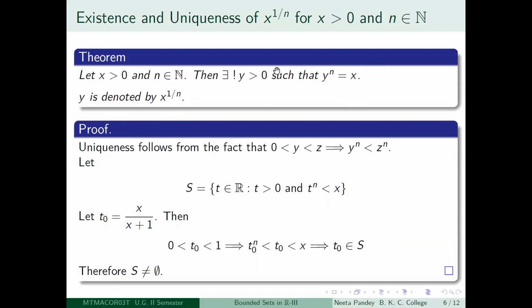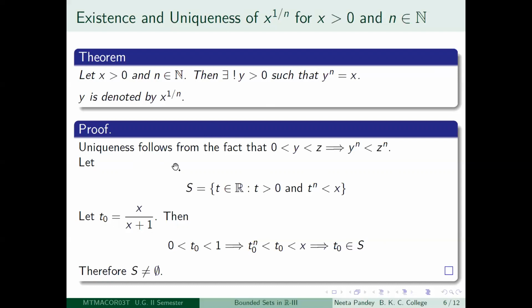We will denote this, since it is unique, we can give it a notation, and that notation is x to the power 1 by n. Notice we have been very careful. It has to be a positive real number. Because if you take, say for example, x equal to -1, and if you assume n is equal to 2, then there will be a problem. So in general, we cannot give this result for arbitrary real numbers. For a positive real number, there is a unique positive nth root. That is what the result is saying. So let us just prove this.